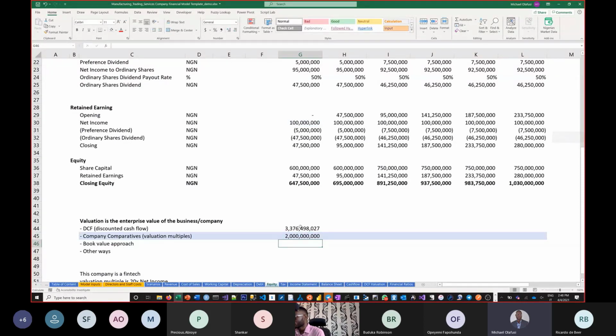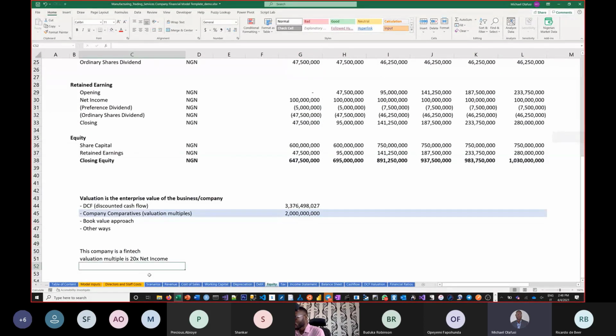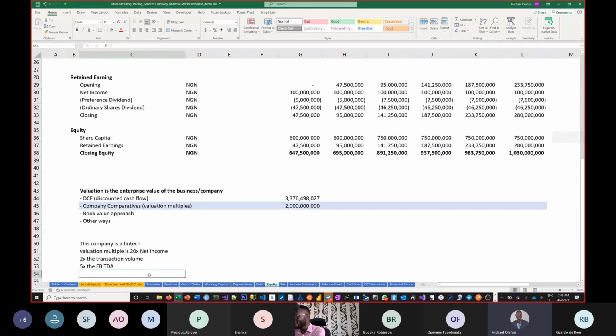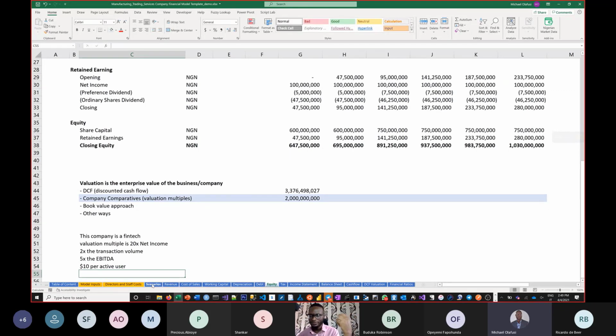Okay, so it can be something else. You know, it can be 60 times the, or let's say it can be 2 times the transaction volume. It can be 5 times the EBITDA. It can be anything. It can be $10 per active user. So that's why they call it valuation multiple.